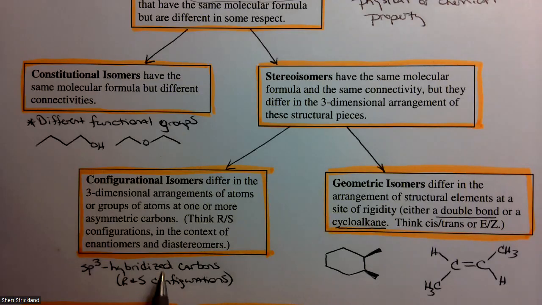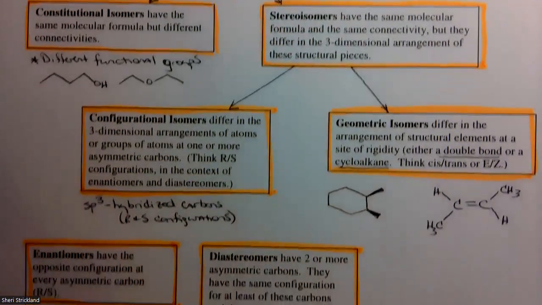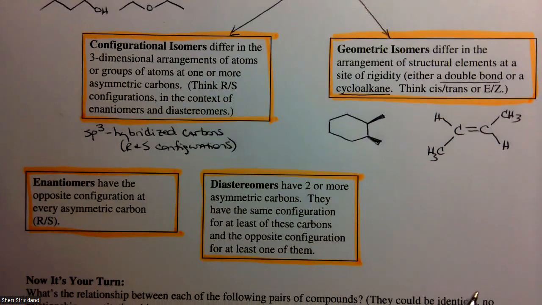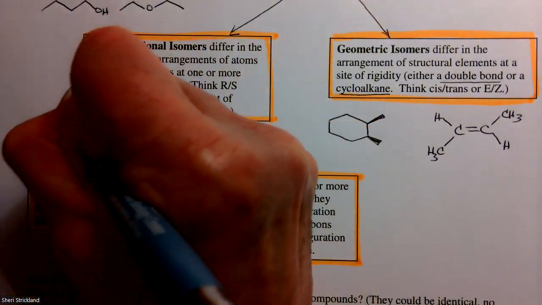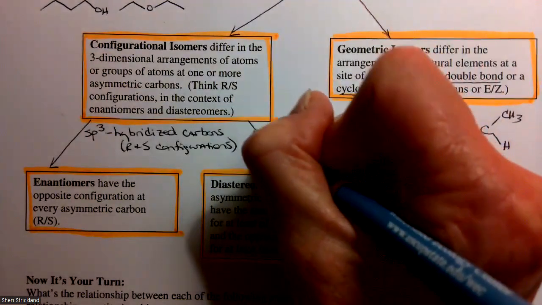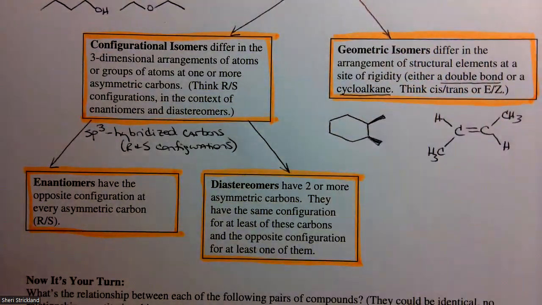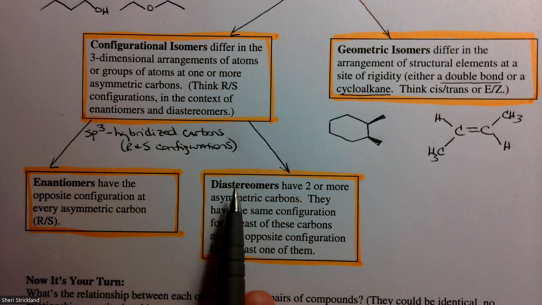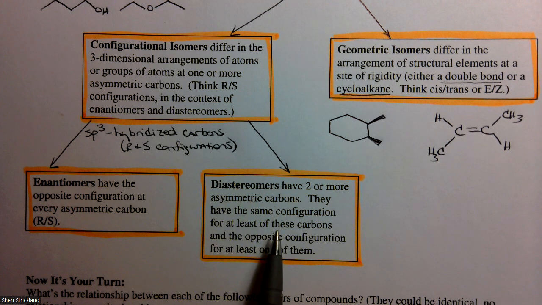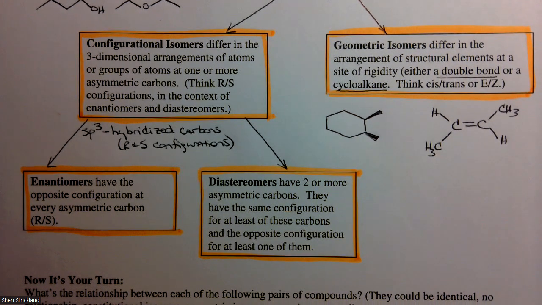All right, so the two big types of configurational isomers, which is where we spent most of our time, are enantiomers and diastereomers. Enantiomers have the opposite configuration at every asymmetric carbon. Diastereomers have to have two or more asymmetric carbons, have the same configuration at least one of them, and the opposite at least one of them. Okay, so these are the definitions that you must know, and you must be able to just draw me an example of any of them.